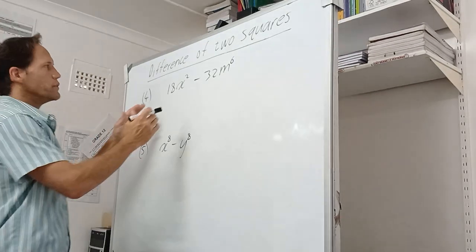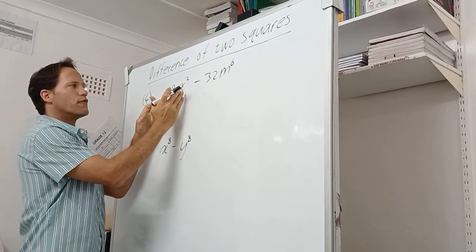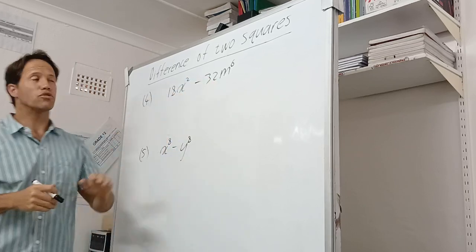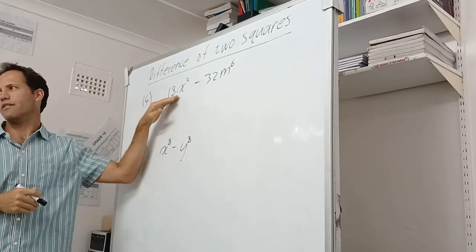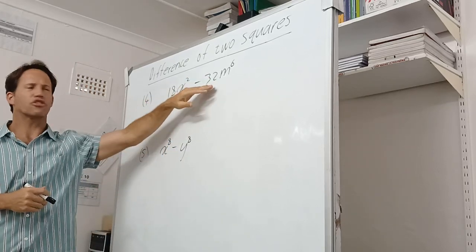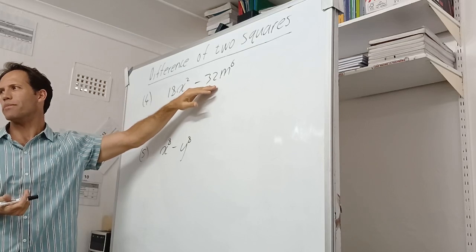What we then need to do is first divide by 2, because you can't get the square root of 18. Okay? You can't get the square root of 32. It's not a square number.